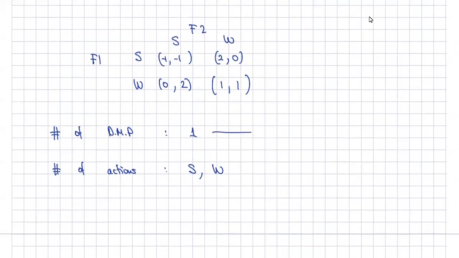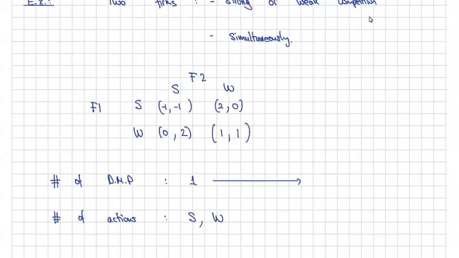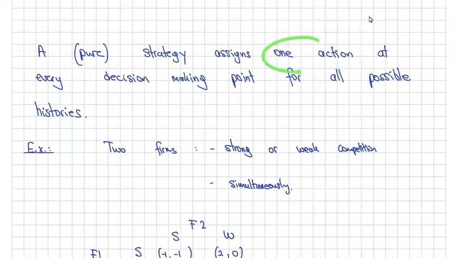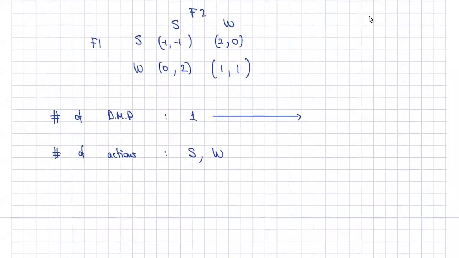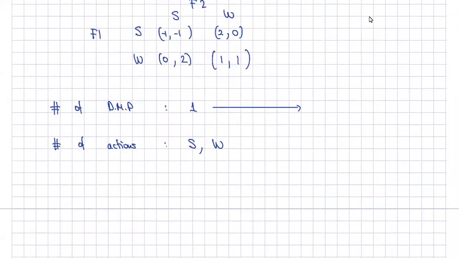But here's another crucial question, because a strategy needs to assign an action at every decision-making point, but for all possible histories. So at each decision-making point, we need to ask the question of how many possible histories. Well, a history is a collection of actions for previous players. We do not have previous actions, so the history is just 1, or the empty set, or the game has just started. So in that particular decision-making point, we only have 1 history.